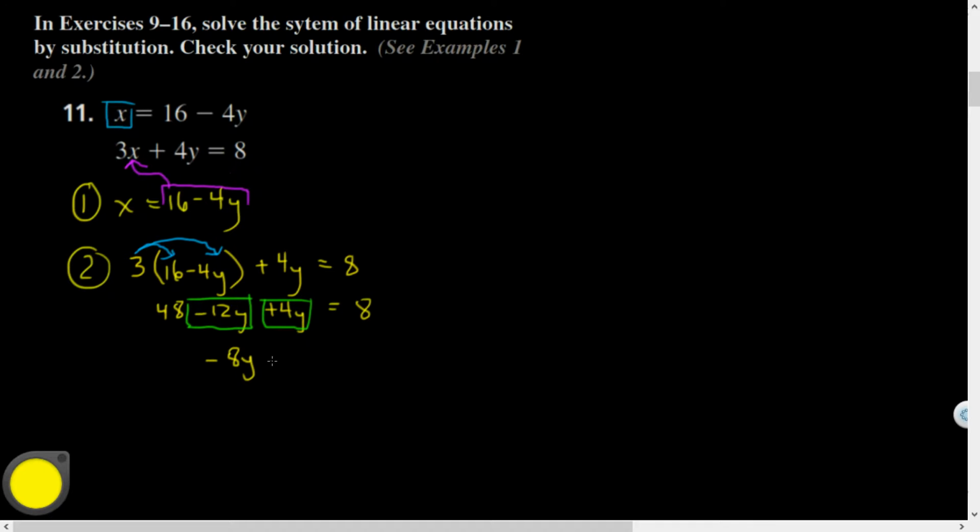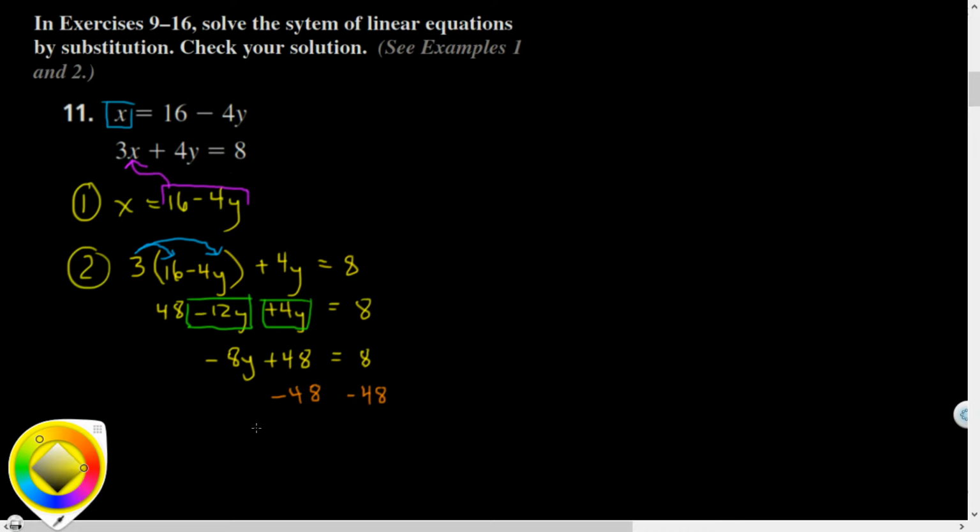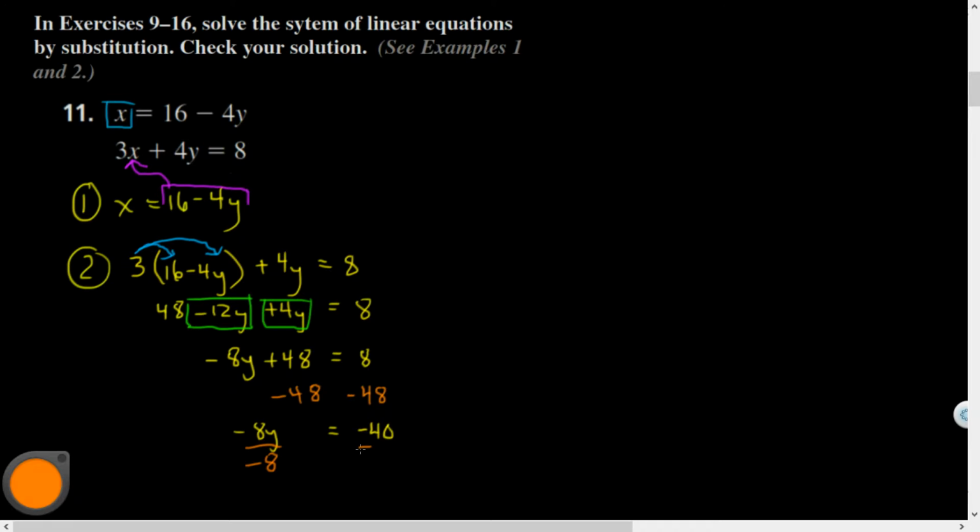I'll bring this plus 48 over to this side. I'm just a fan of the variables going first, which is typically what we would try to do anyway. So now get that y by itself, subtract 48. So -8y equals -40. And to get y by itself, it's not being subtracted by 8, it's being multiplied by -8. So the inverse operation is dividing by -8.